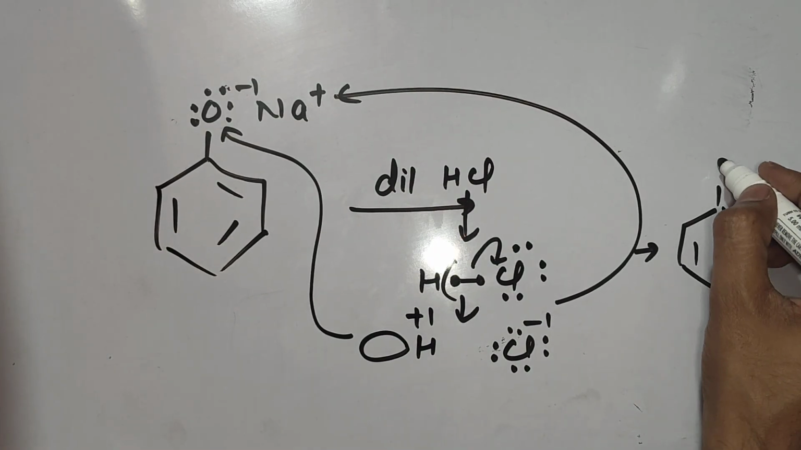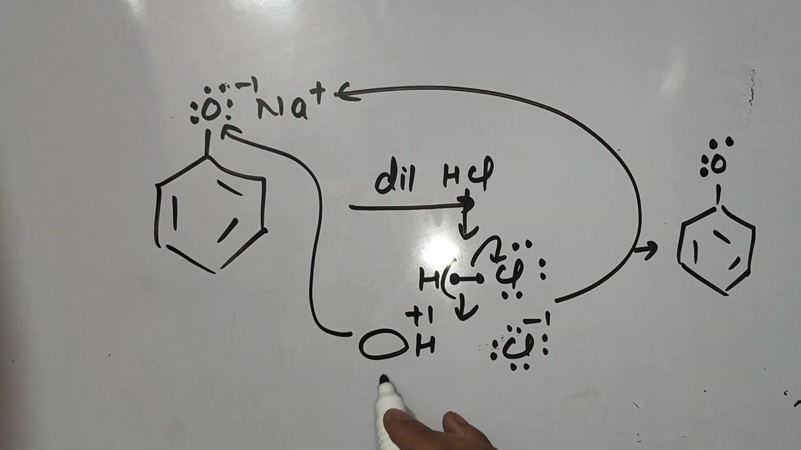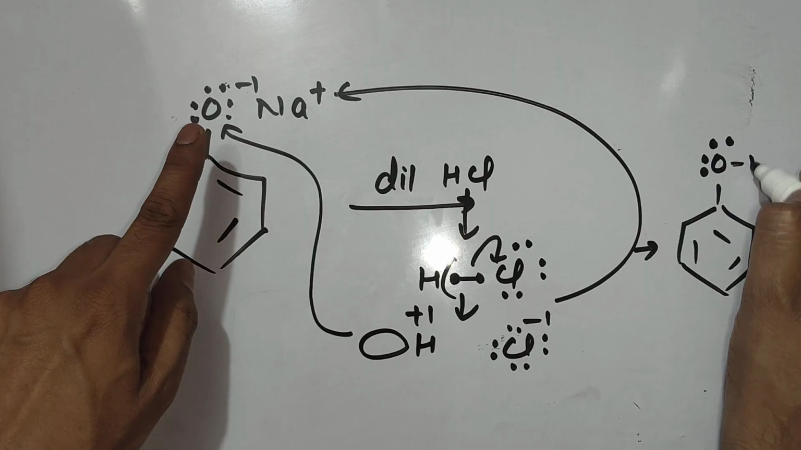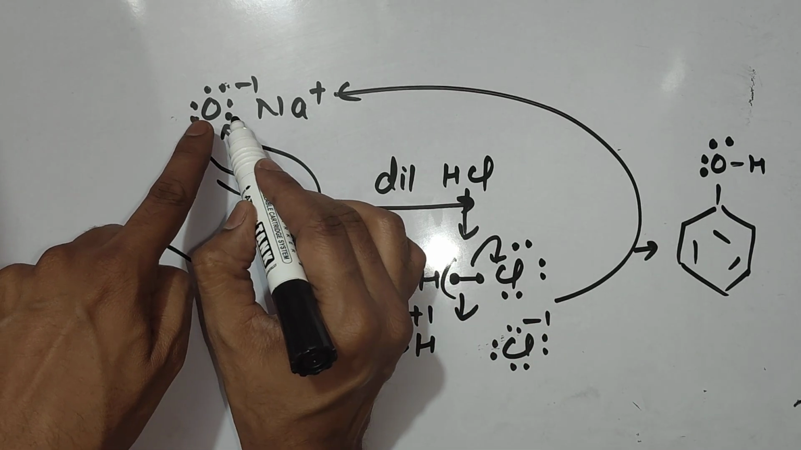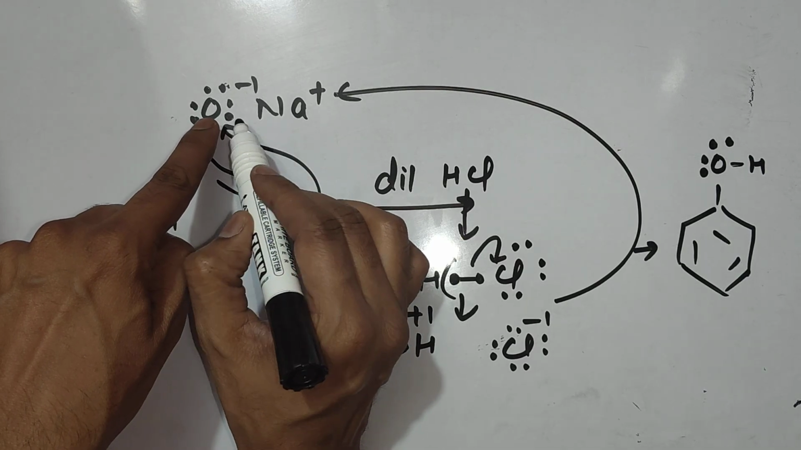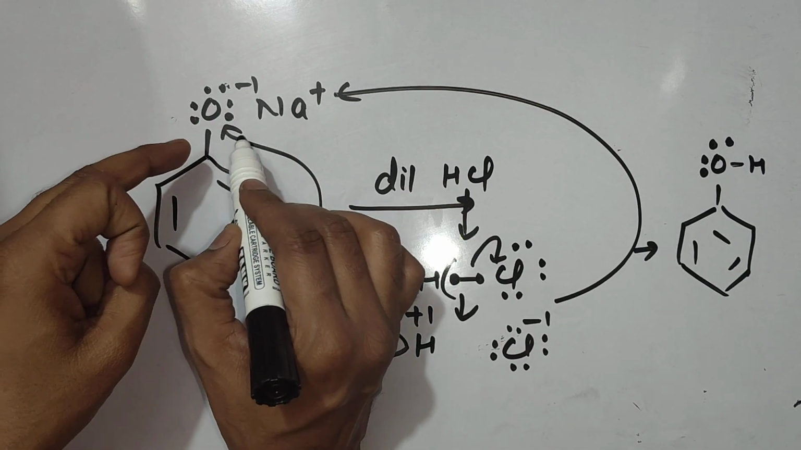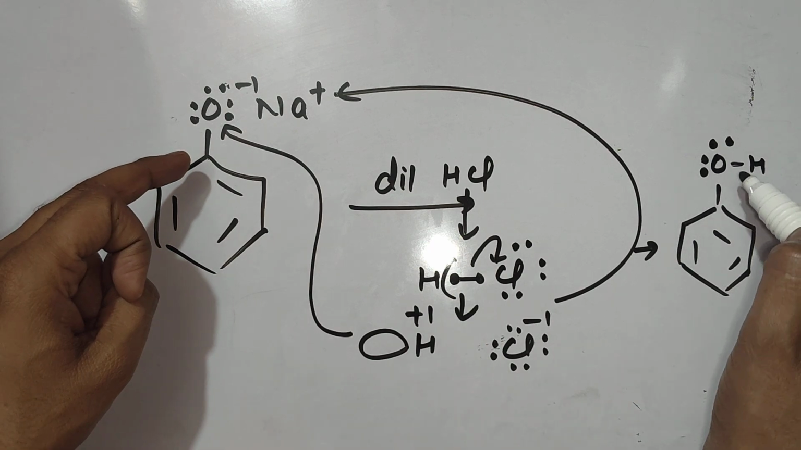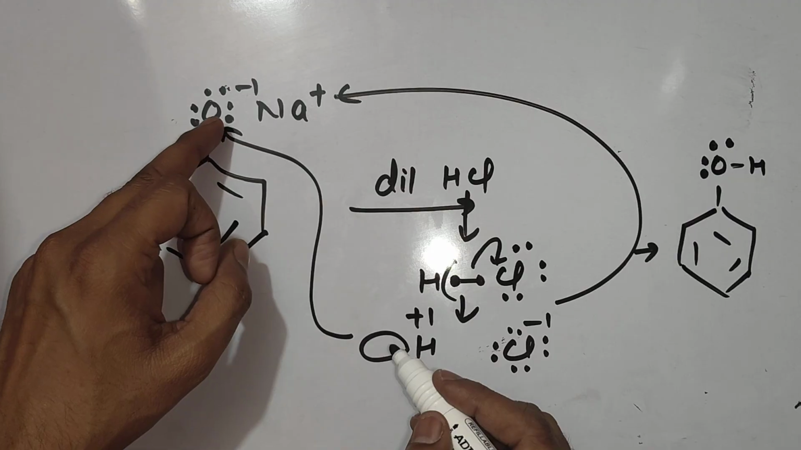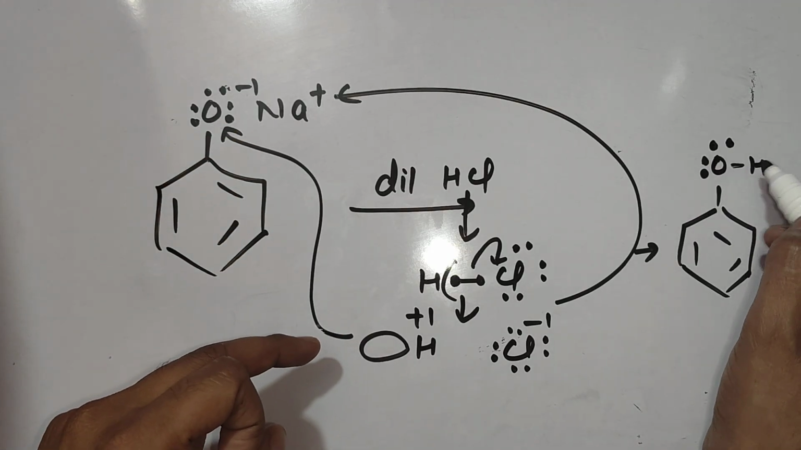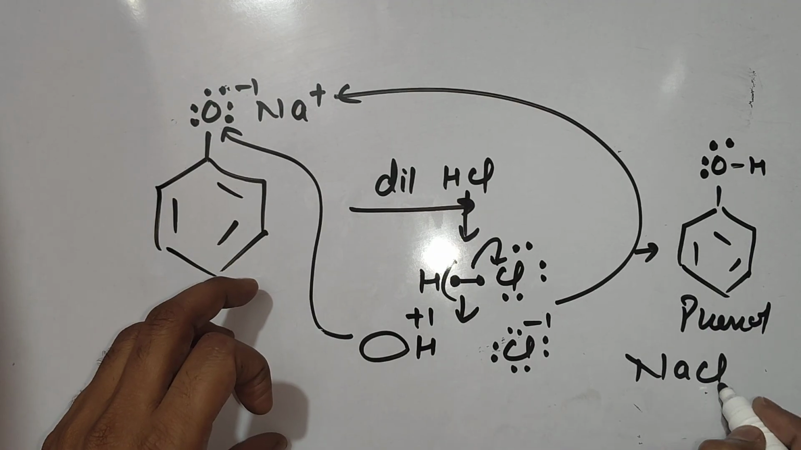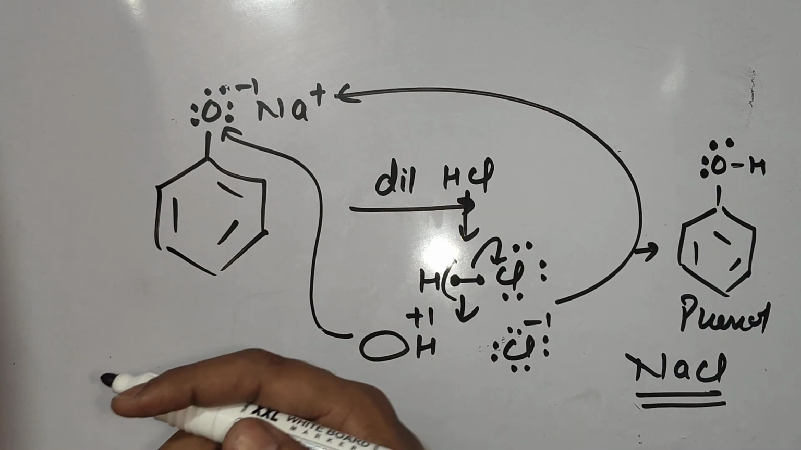So finally, oxygen will have its hydrogen. Oxygen will use its lone pair to make a dative bond with hydrogen because it was getting one extra electron on oxygen. That's why it is carrying -1 charge. Now this electron it has delivered to hydrogen, so its charge will finish. And H does not have an electron, that's why it is carrying +1 charge. But after getting one extra electron from oxygen, it will also become stable. So phenol is generated and the side product will be NaCl, sodium chloride salt.